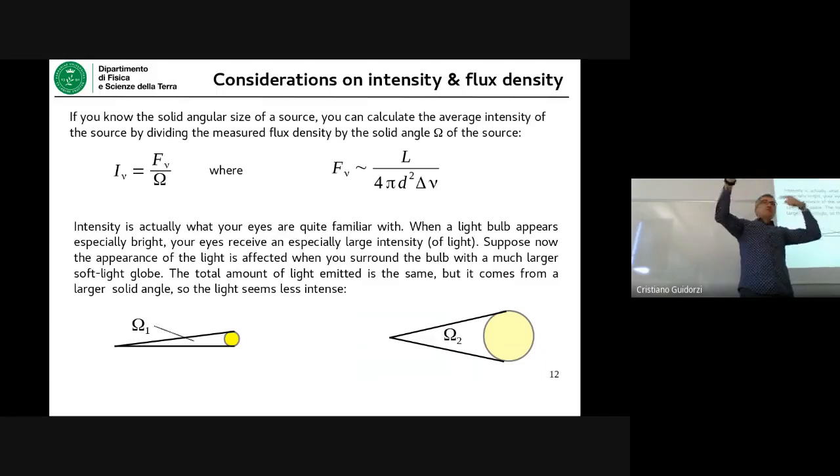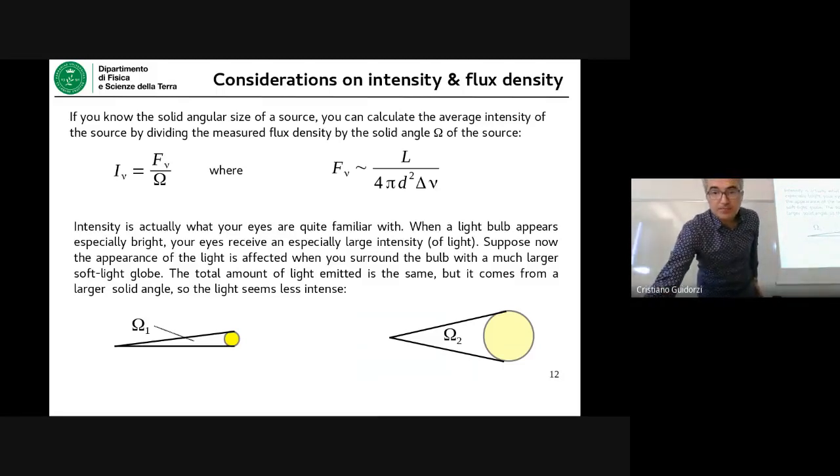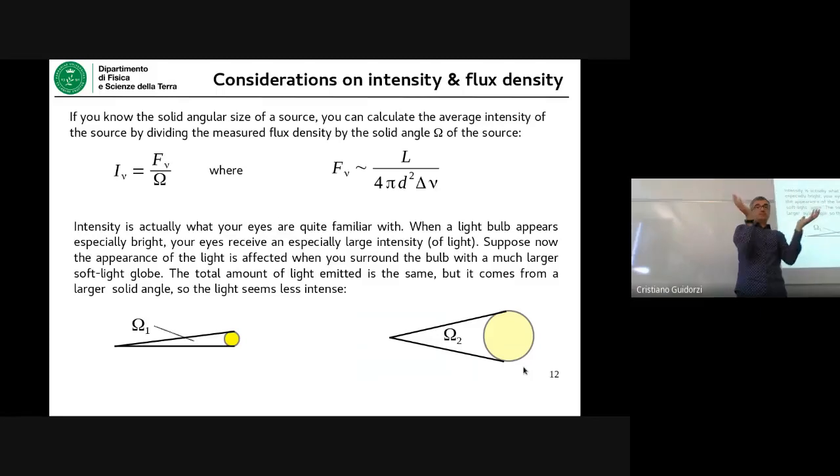So if you look at the source in both cases, you see the same amount of energy because the lamp is the same. But in one case, you have the same amount of energy, which is spread over a larger volume. So it means that the solid angle subtended, you are at the same distance in the two cases. So the solid angle subtended by the source in the right panel is larger. So the same flux, look at the formula of the specific flux, luminosity over distance and delta nu. These quantities are the same in these two examples. You are the same distance from the two objects.